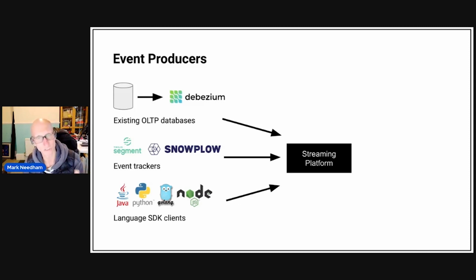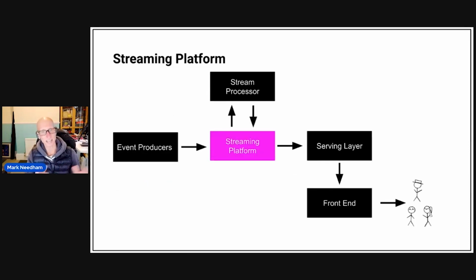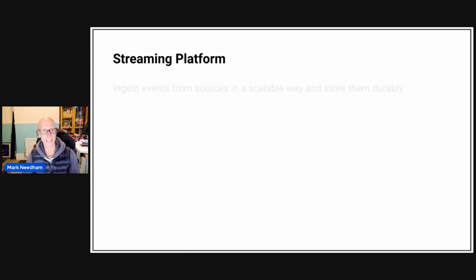Generally, all the streaming data platforms will support the major languages that people use, with Java, Python, Go, Node, whichever one it is that you're using. So that's how we get the data in. Now the data comes into the middle, and this is kind of the core of the whole thing, the streaming data platform. So what is a streaming data platform?